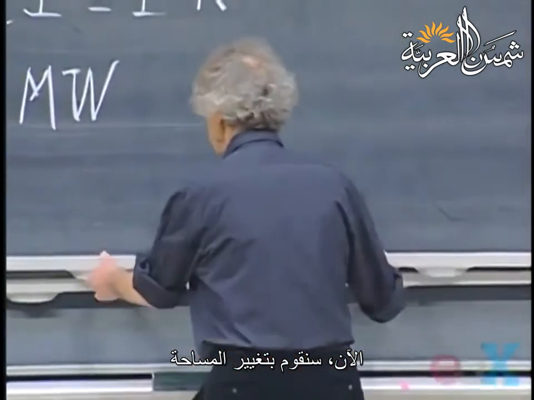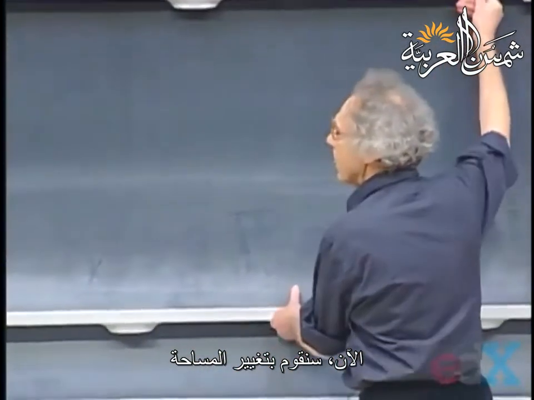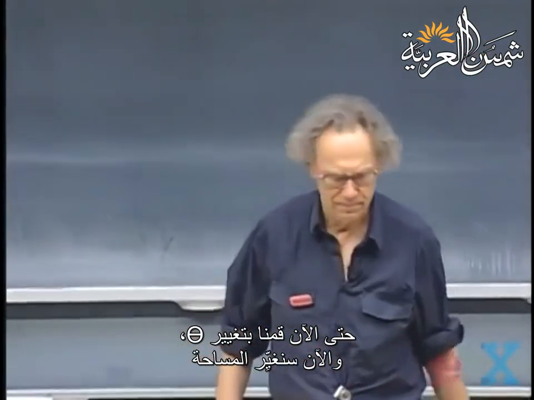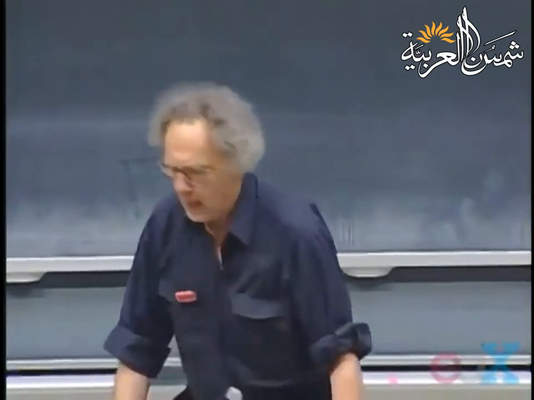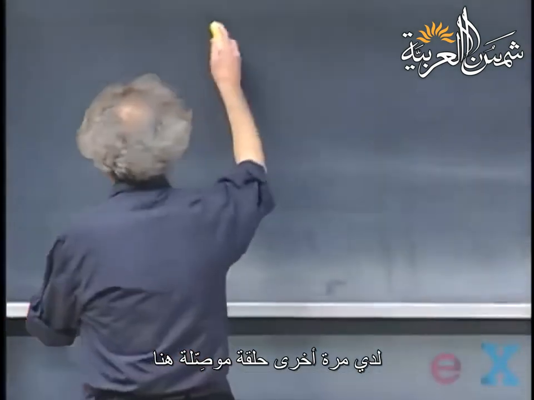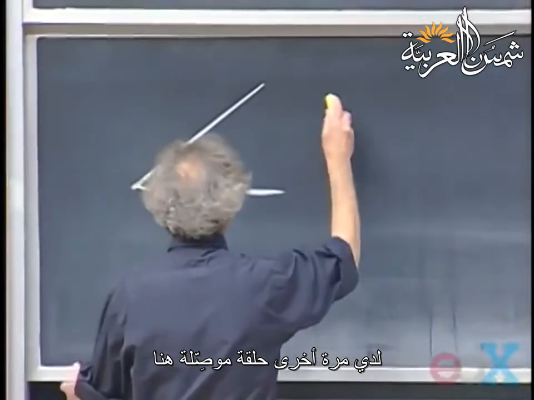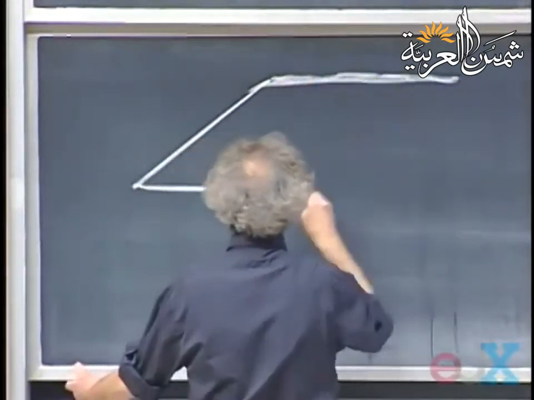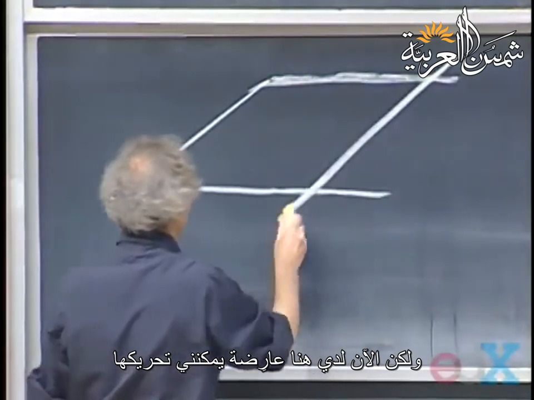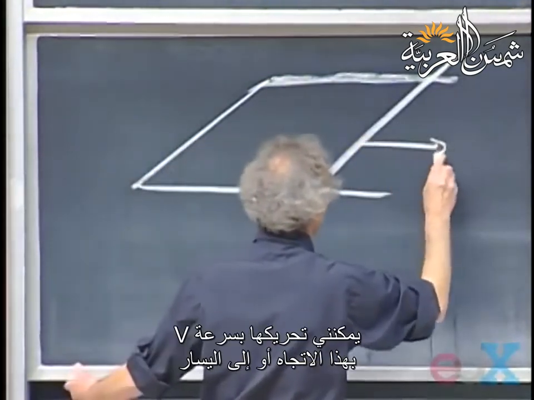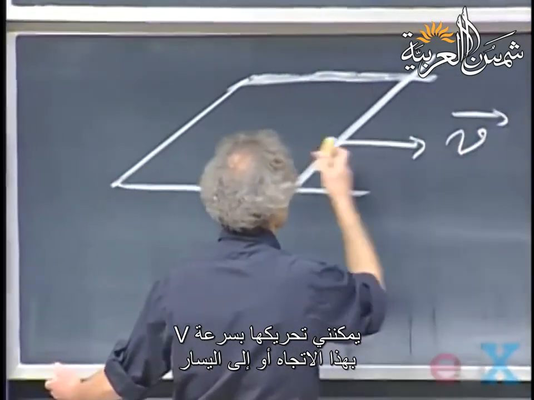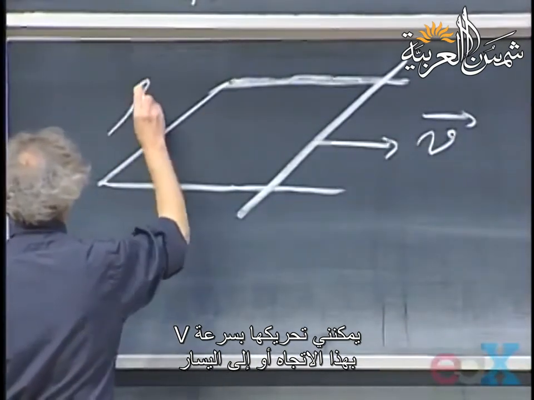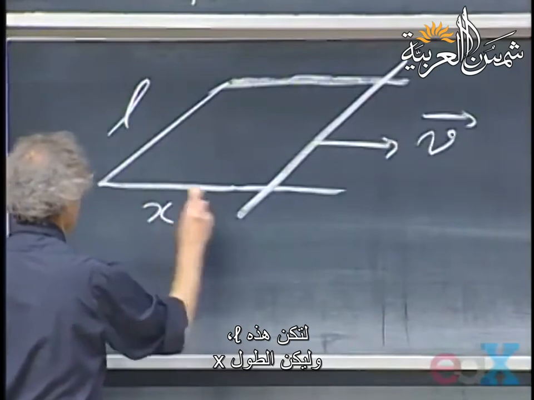Now we're going to change the area. So far we've changed theta. Now we're going to change the area. I have again a conducting loop here. But now I have a crossbar here which I can move. I can move it with a velocity v in this direction, or I can move it to the left. Let this be L and let the length be x.